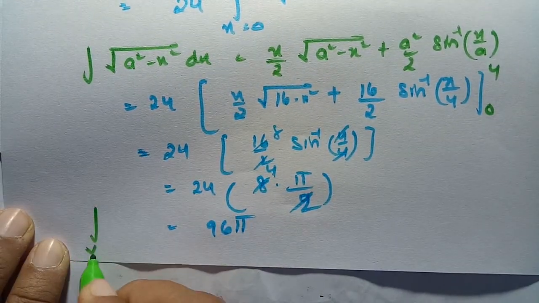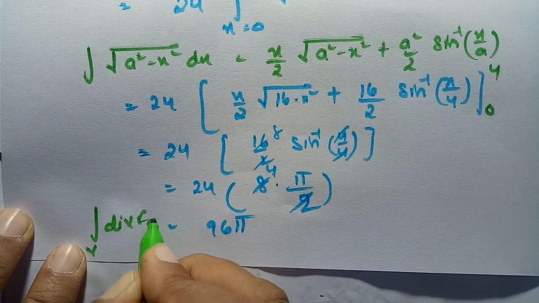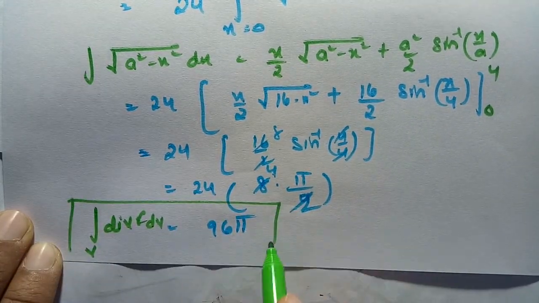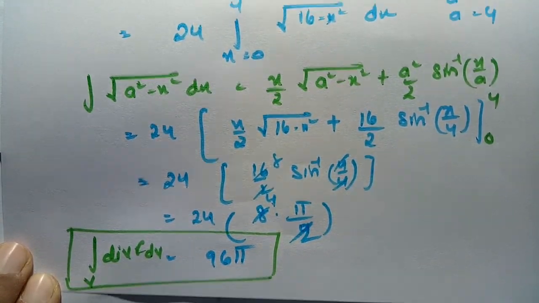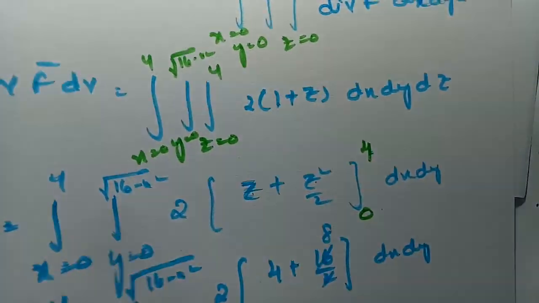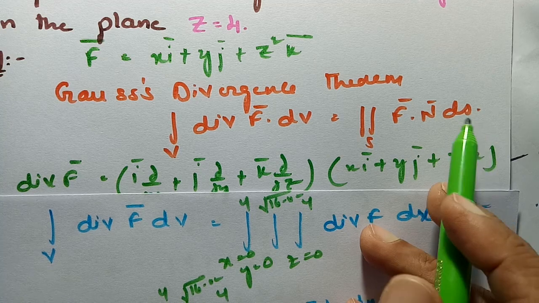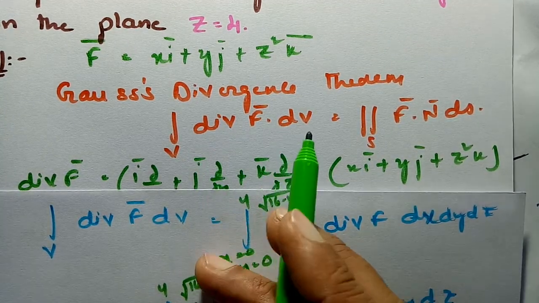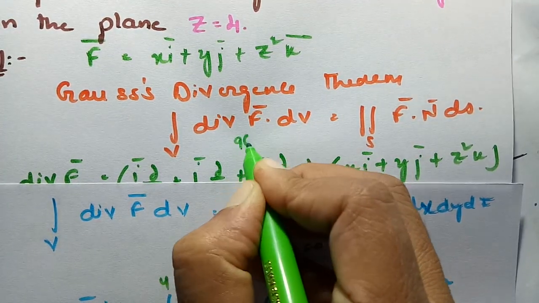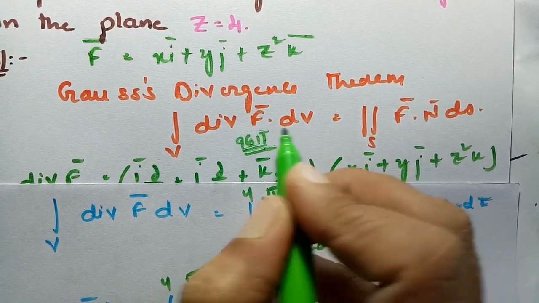Therefore our volume integral of div f dv, using the Gauss's divergence theorem, we got the value of 96 pi. So this is how we have to solve. So instead of doing the surface integral of f bar dot n ds, I have calculated the integral of div f dv and I got this value as 96 pi. So this is how we have to solve.